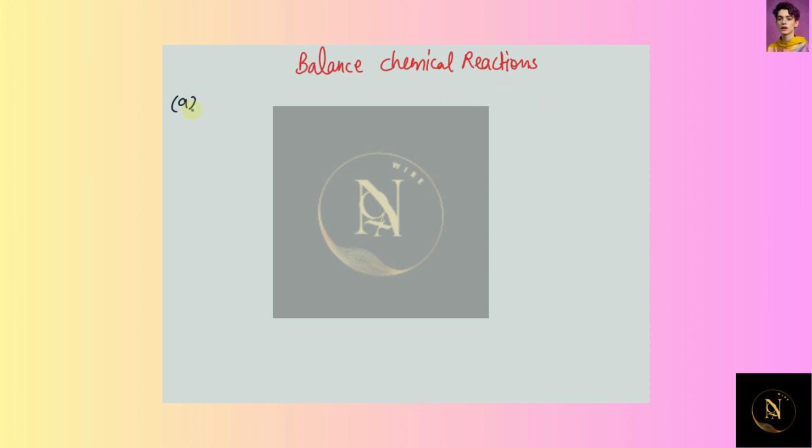Hello students, in this question we have to balance some chemical reactions. In our first reaction, carbon dioxide is reacting with H2O to give carbonic acid. Let's balance this reaction. The number of carbon atoms is 1 in the reactants and 1 in the product. Oxygen atoms are 3 in the reactants and 3 in the products. Hydrogen atoms are 2 in the reactants and 2 in the product. This reaction is already balanced.